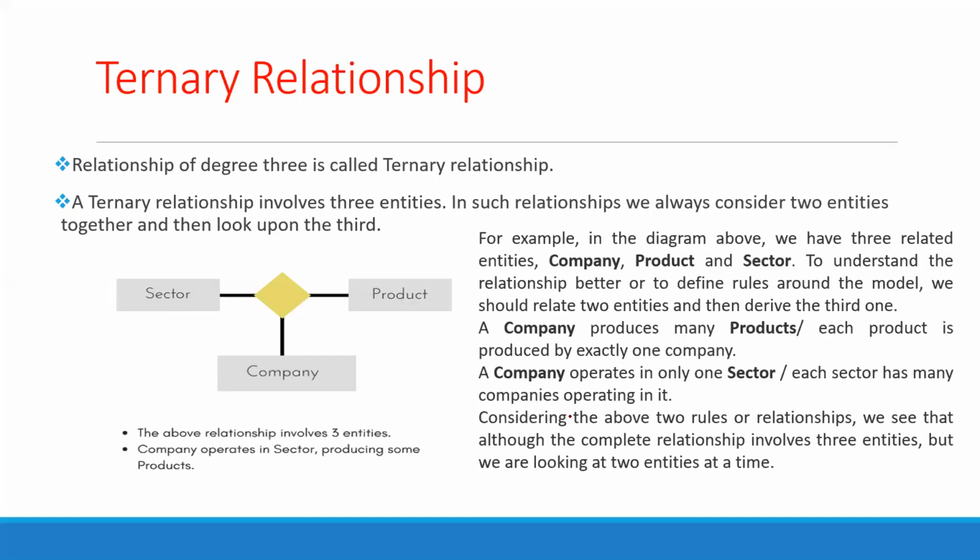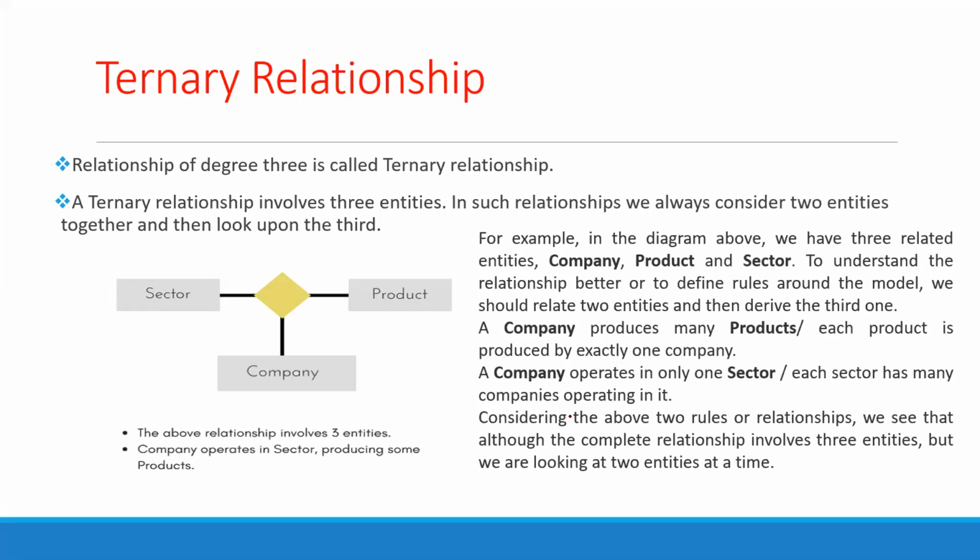Again, an important definition. Ternary relationship. Binary means two, and ternary means three. The total number of entities is called the degree. A relationship of degree 3 is called a ternary relationship. That means the relationship involves three entities.